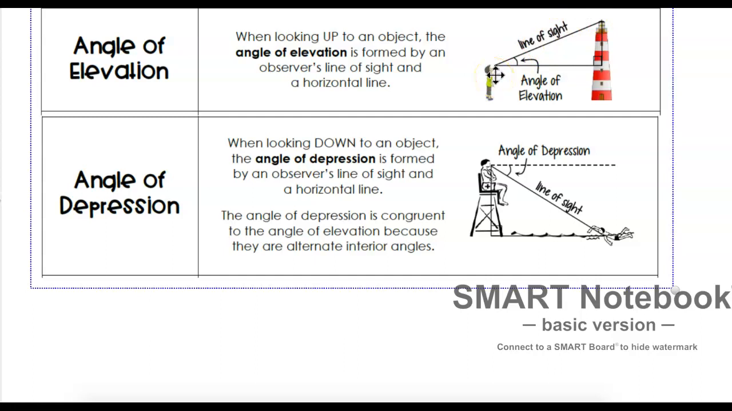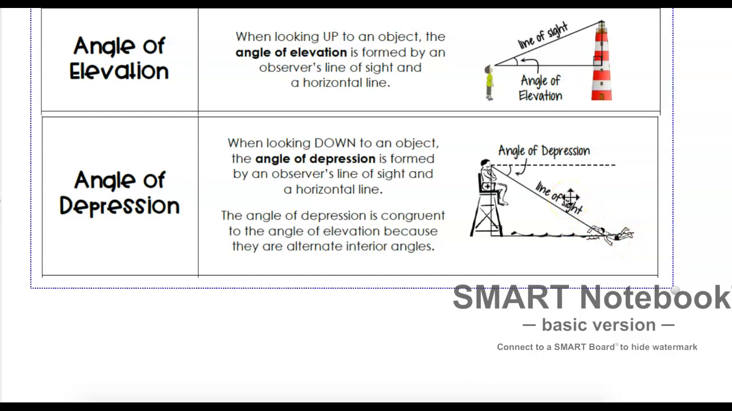Now, angle of depression is when looking down to an object. The angle of depression is formed by an observer's line of sight and a horizontal line. So here we have the lifeguard. He's looking down at this person in the water. So the angle that's formed by this horizontal line with his eyes and this line of sight down to the swimmer, that's our angle of depression.